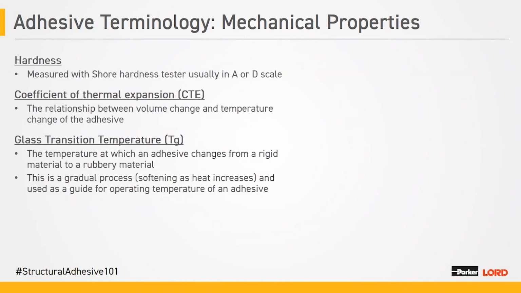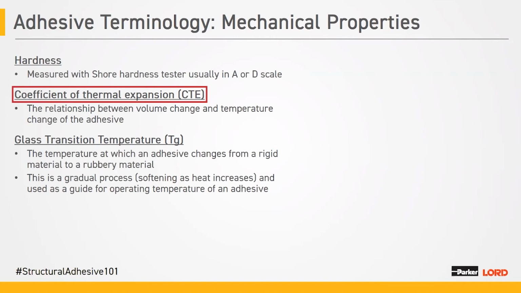A few more mechanical properties just to discuss. Hardness, that's just how strong a material is to resist indentation. It's typically done with a Shore hardness tester, and it may be on either an A or a D scale. The A scale being a softer scale, the D scale being a harder scale.